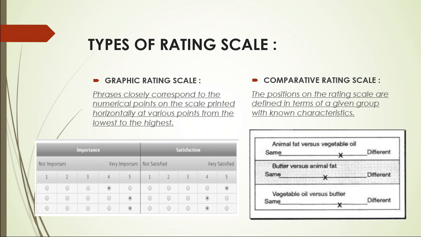Like in comparative rating scale, you basically compare 2 things, and one thing is known to the rater and the second thing is not known to the rater. So the rater has to compare both the things. So there were certain types of rating scale and their explanation along with the examples.